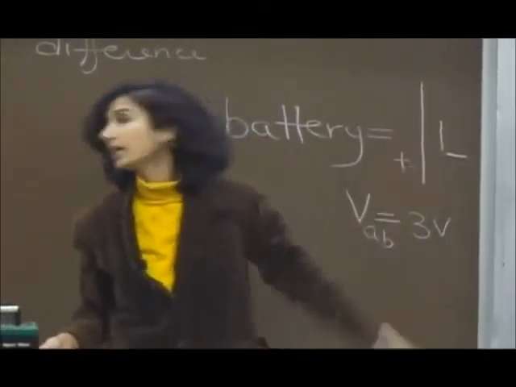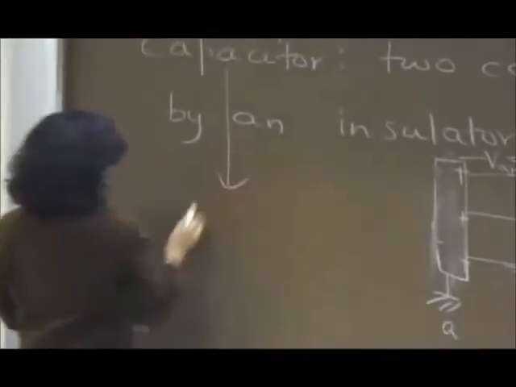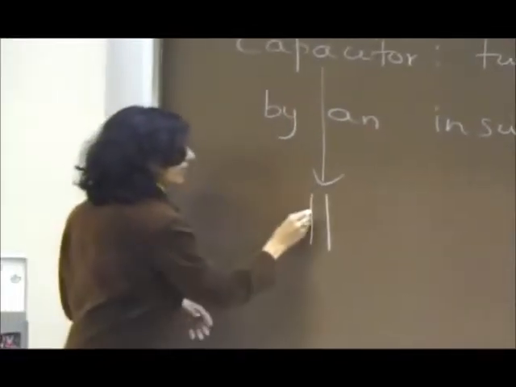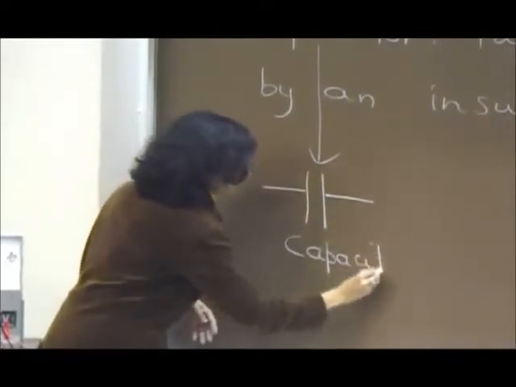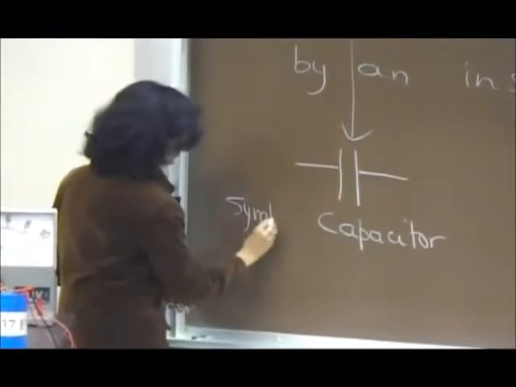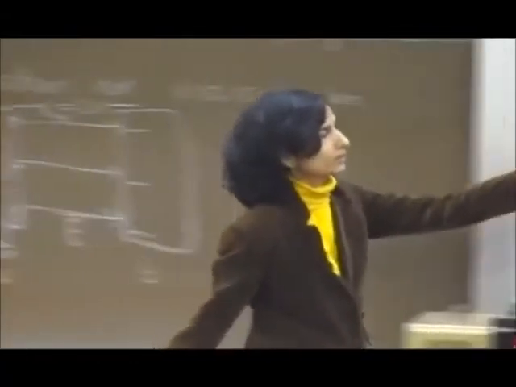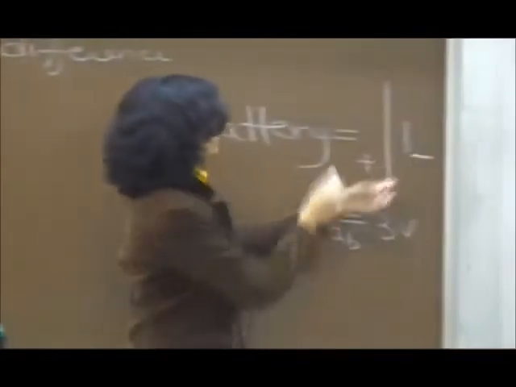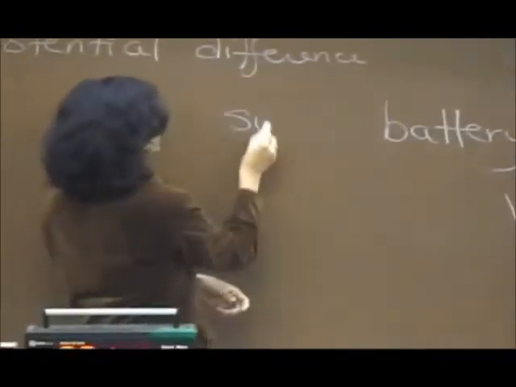Okay, now in a circuit, how would you represent a capacitor? A capacitor in a circuit would be represented with two lines, equal lines. This would be a symbol for capacitor, and that would be the symbol for a battery. Here, let me write.